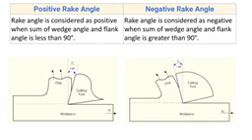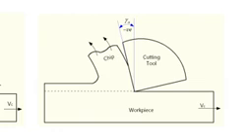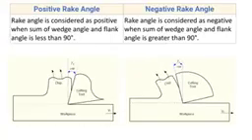Now the negative rake angle. Rake angle is considered as negative when the sum of wedge angle and flank angle is greater than 90 degrees. So here you can see an example of negative rake angle. This is the wedge angle and this is the flank angle. Now the sum of this flank angle and the wedge angle is greater than 90 degrees. For this situation, the rake angle is negative rake angle.